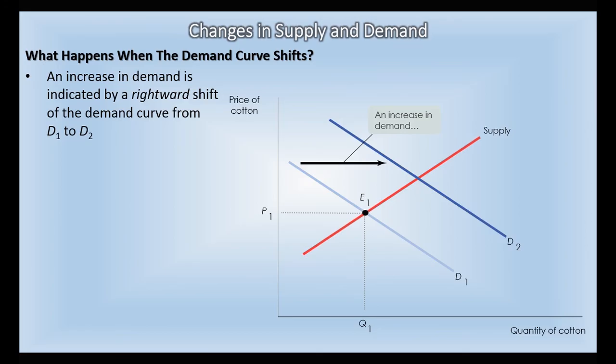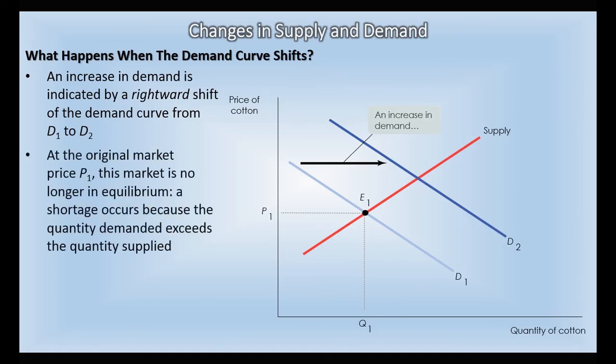So what happens when the demand curve shifts? Here we are in equilibrium. Let's say there's an increase in demand and demand shifts to the right. At this initial equilibrium, let's say incomes went up. So at any given price, people are willing to buy more because they make more money. So demand has increased.